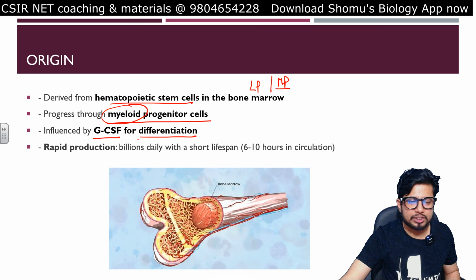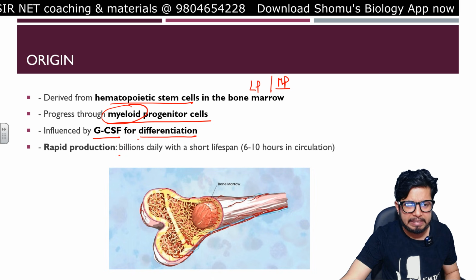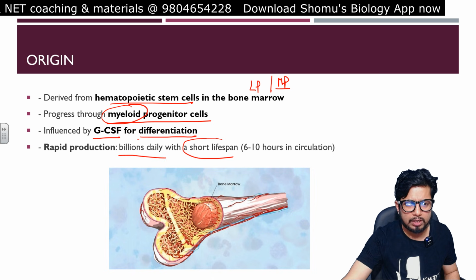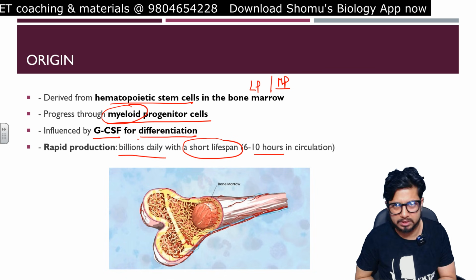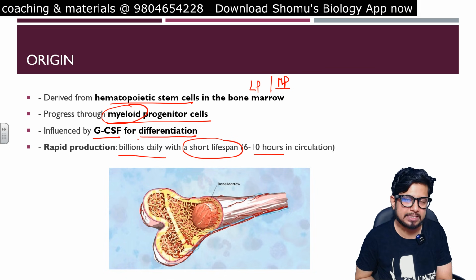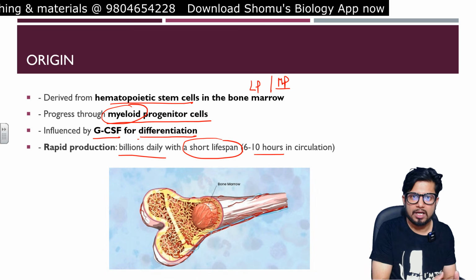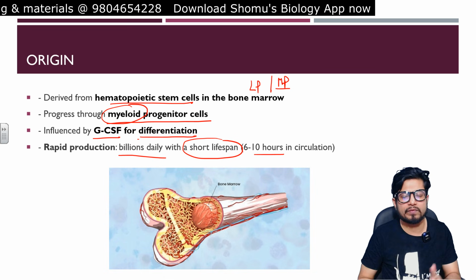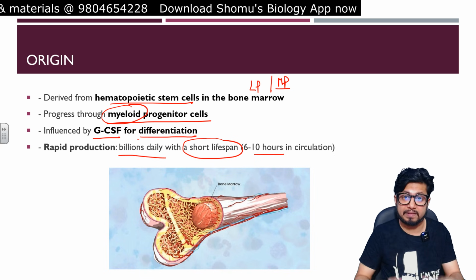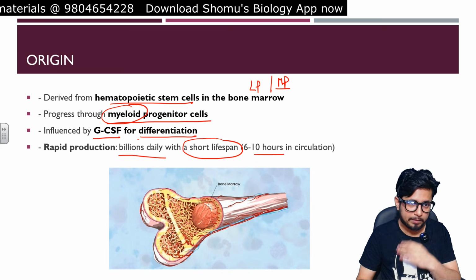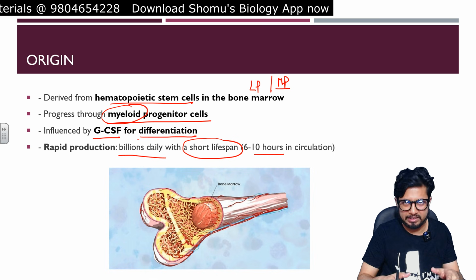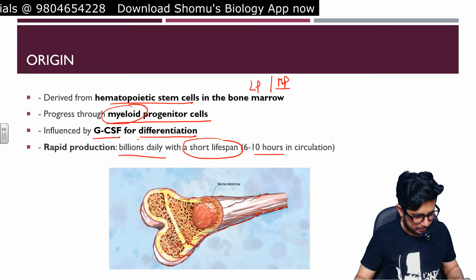Then the rapid production: they can be produced in billions daily, with a short lifespan of 6 to 10 hours in our blood circulation. That is the uniqueness of neutrophils compared to the macrophages or dendritic cells, because neutrophils can be produced very rapidly but the lifespan is very short. So they are produced billions per day but their lifespan is 6 to 8 hours in the blood circulation.